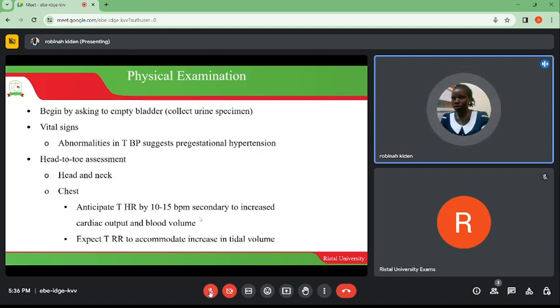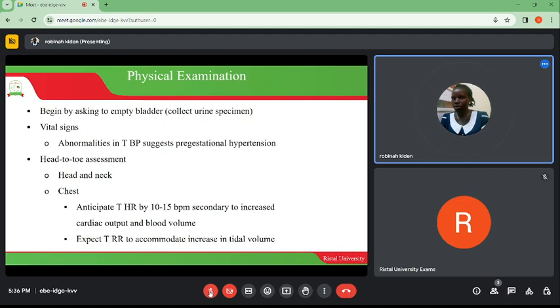This should be 10 to 15 beats per minute, and this is in most cases secondary to increased cardiac output and blood volume. Then we expect an increase in the respiratory rate to accommodate increased tidal volume.